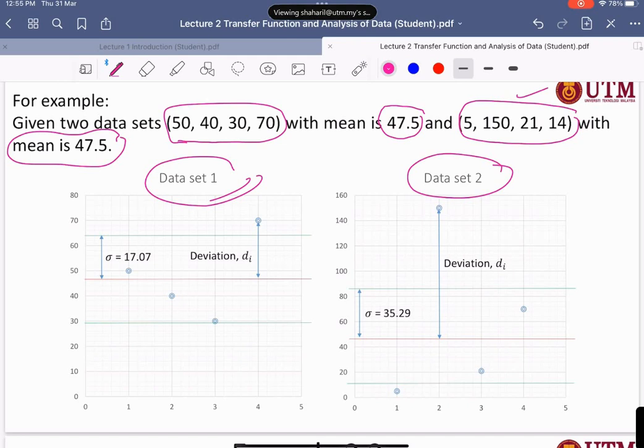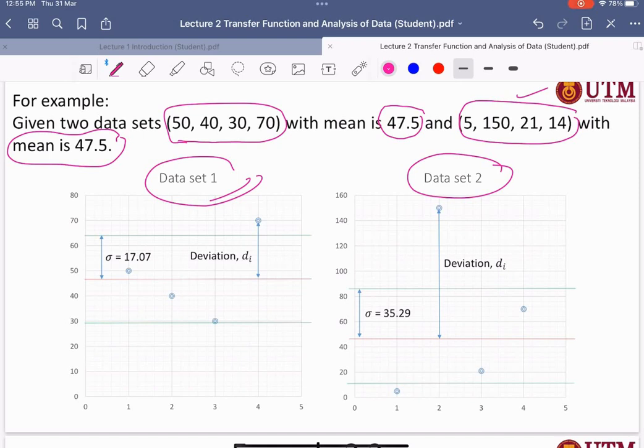Okay, good. The answer is data set 1. Okay, the next question is why. Yes, good, Zuhair Akmal. Zuhair Akmal said that less deviation, less standard deviation, means more accurate.